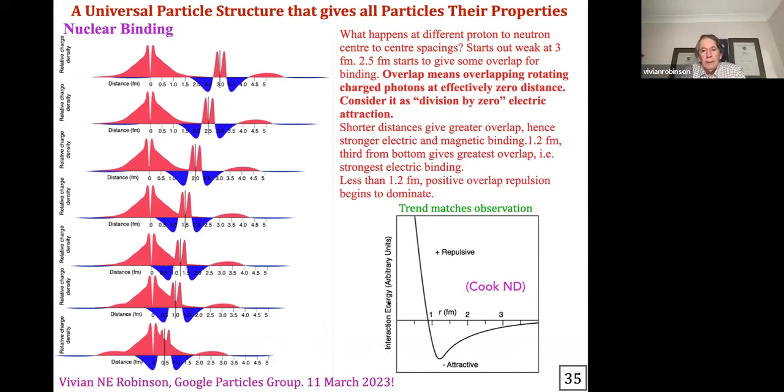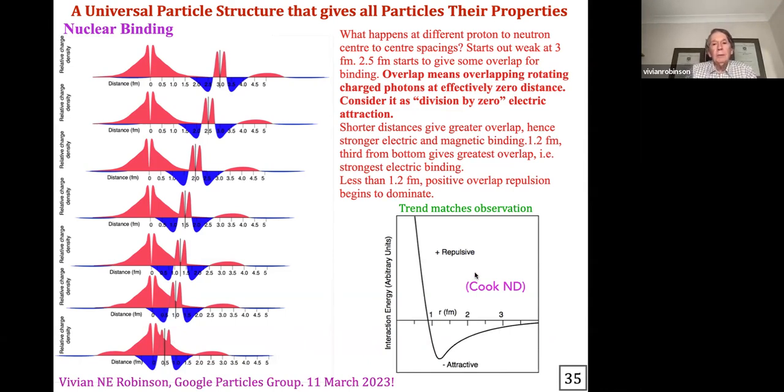It shows the relative binding strength versus distance, and starting out 3, 4, 3, 2, about 1.2, it's about the strongest, and suddenly it becomes very, very strongly repulsive. And I suggest that's the reason why.